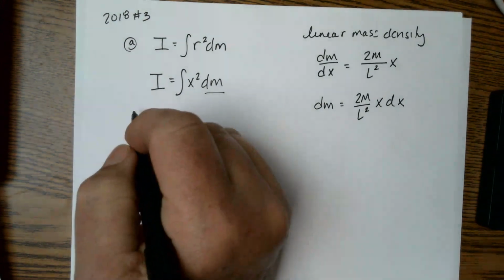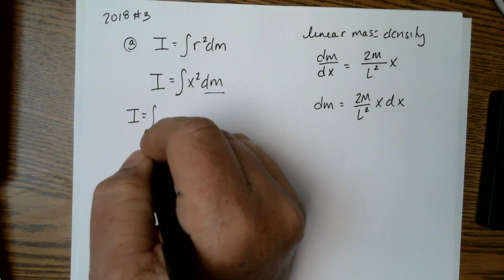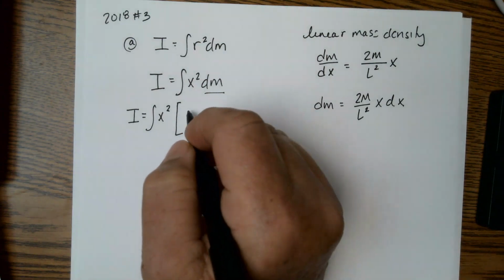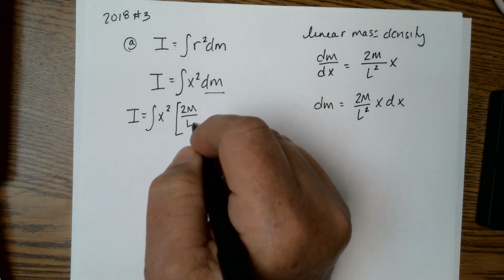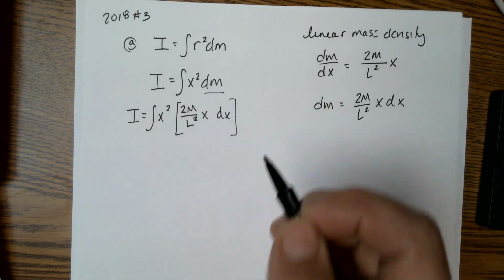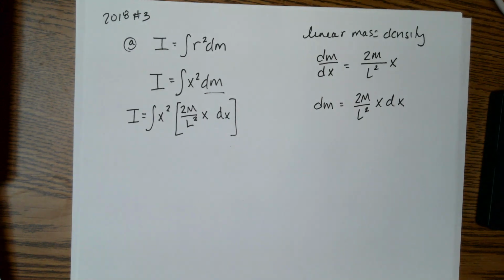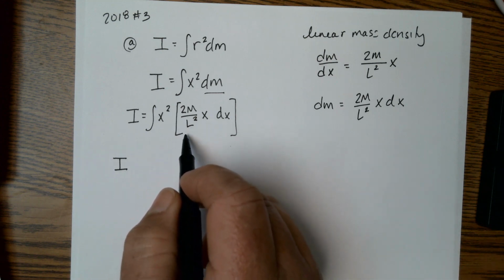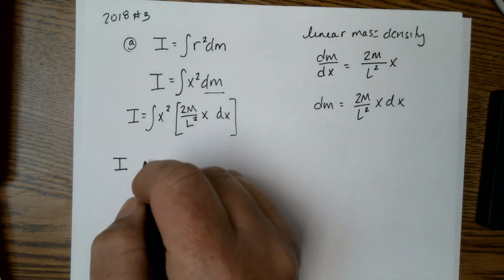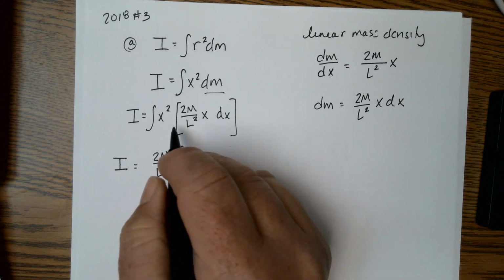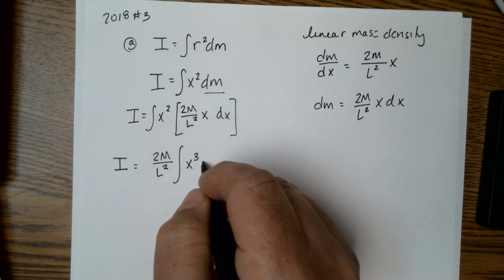So I'm going to directly substitute that. I is the integral of x squared times, and I'll put a bracket around this to keep it separate, 2m over L squared times x dx, because that's dm. I'm not quite ready to integrate yet. I want to put my bounds on it, and I'm going to bring my constants out. Big M is the mass of the whole thing, and L is the length of the whole thing, so those are constants and get to come outside. Then we integrate x squared times x, which is x cubed dx.